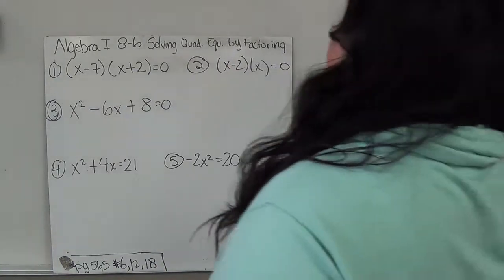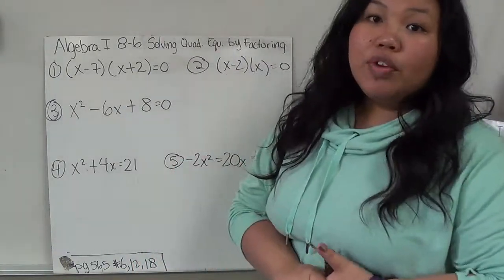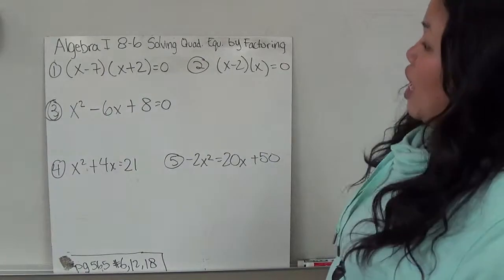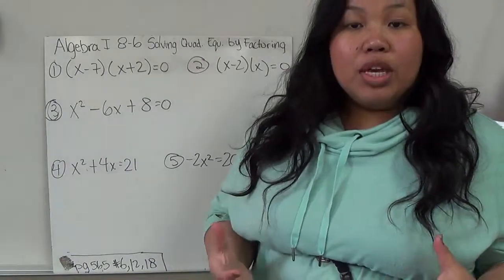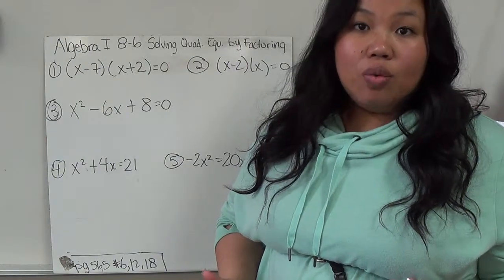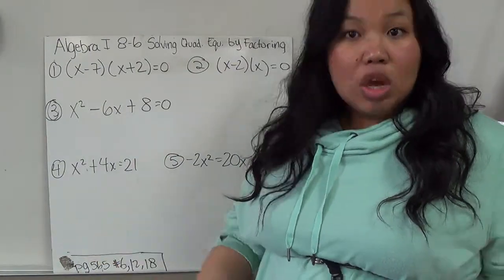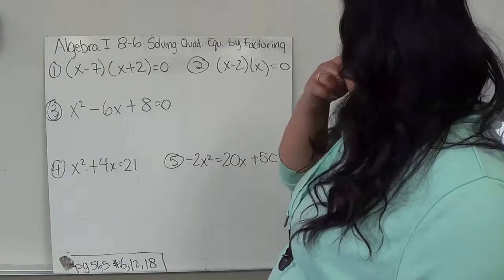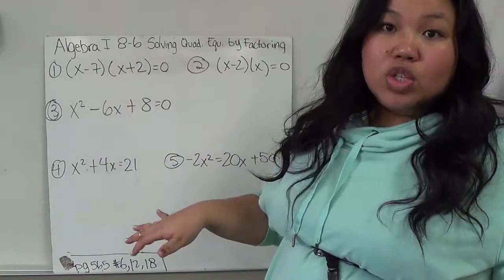In Algebra 1, Section 8.6, we're dealing with solving quadratic equations by factoring. So this brings together what you learned in the first half of Chapter 8, but now we're going to combine it with the last section. We're going to start solving. So not only are we going to put them in bubbles, but then we're going to solve.